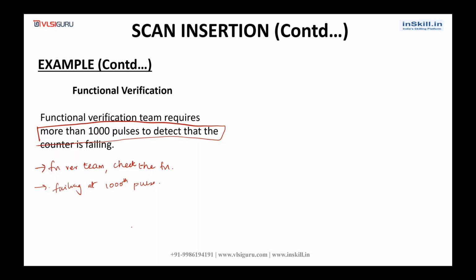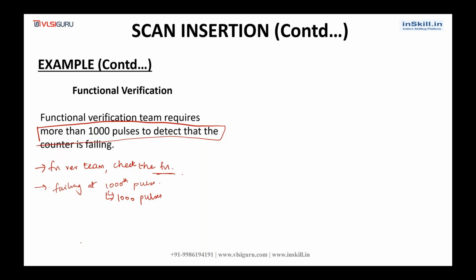If it is failing at the 1000th pulse, the counter has to count for 1000 pulses. Only at that point will the functional verification team be able to find out that the counter is failing, because they are checking for the functionality. So 1000 pulses are required.